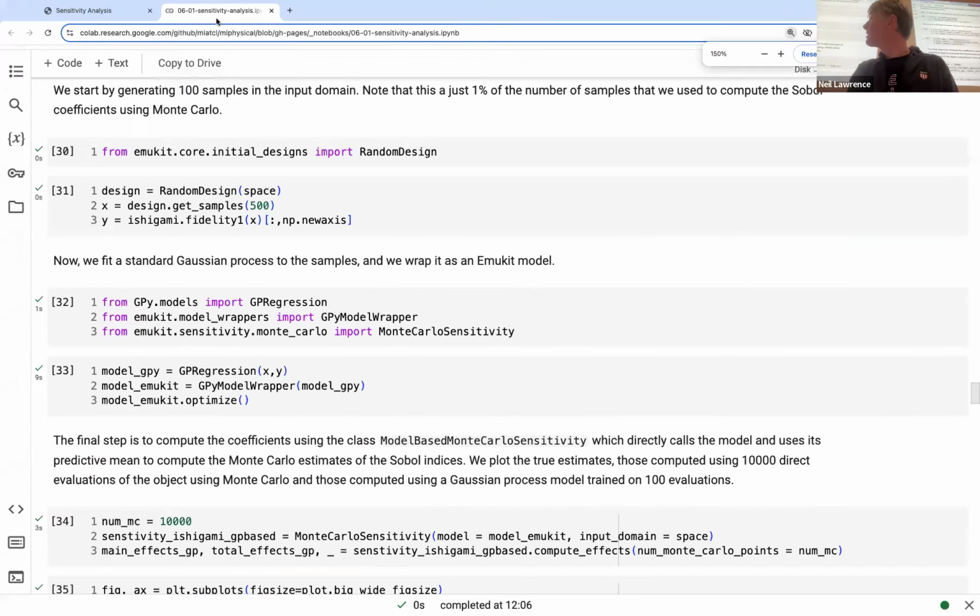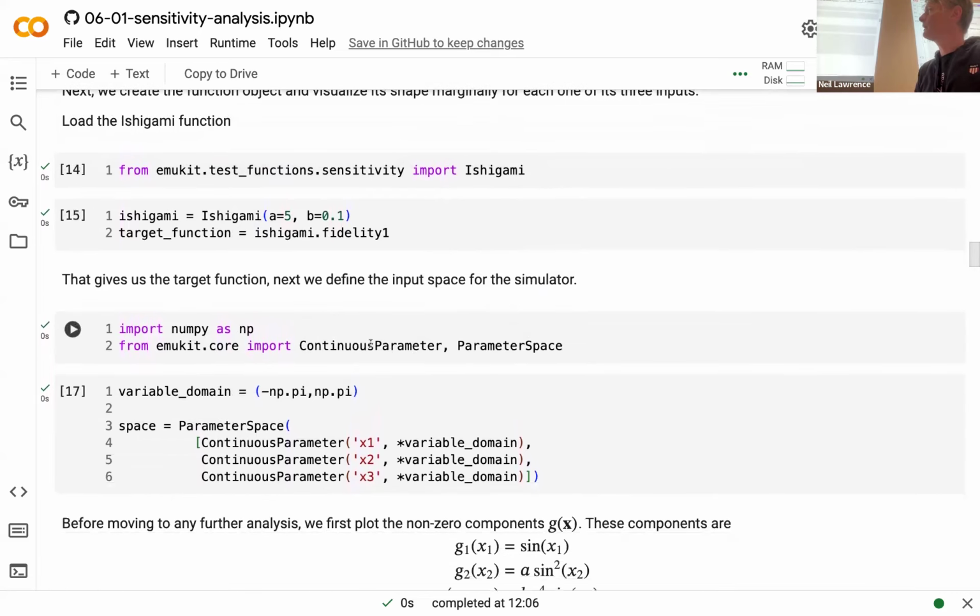So the total variance. Let's make sure we've got the setup, because this is all being done in EmuKit, right? The target simulator is all being set up here, and these are some plotting functions. These are all setups in EmuKit because the Ishigami function is implemented in EmuKit for this example. So from emukit.test_functions.sensitivity import Ishigami, right? So we're getting the Ishigami here.